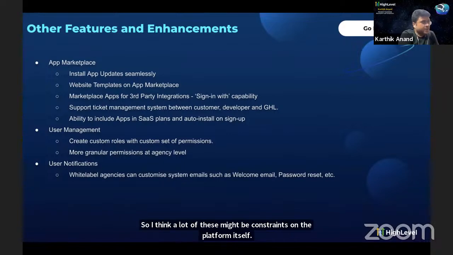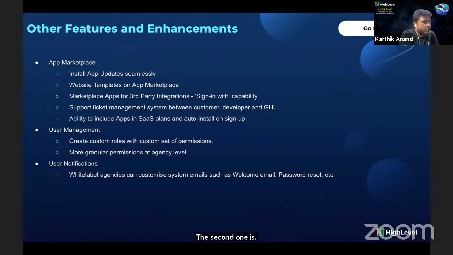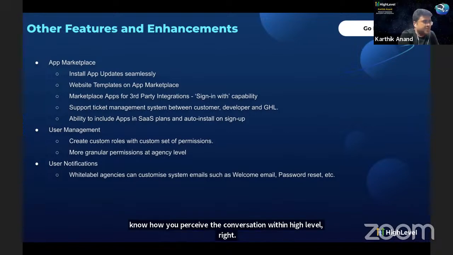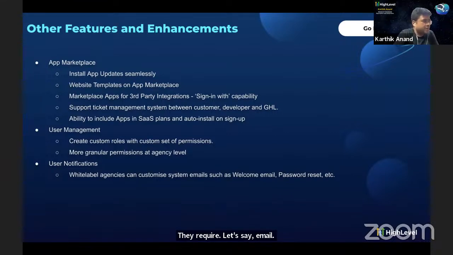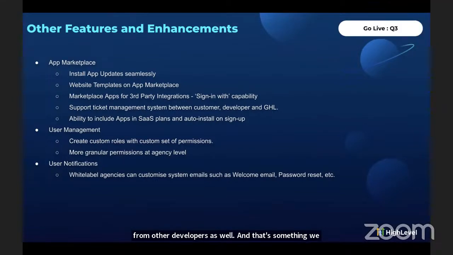The second one is how you perceive the conversation within HighLevel. They require, let's say, email or some fields which don't exist with the contact. And I know that today there are some constraints which our conversation provider implementation has. For example, if that particular eBay channel has been configured as an SMS type, then it requires that the contact has a phone number for you to use it. We have been getting this feedback from other developers as well, and that's something we plan to address very soon, Glenn.